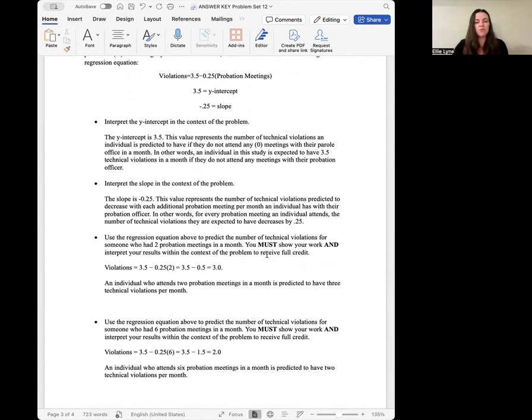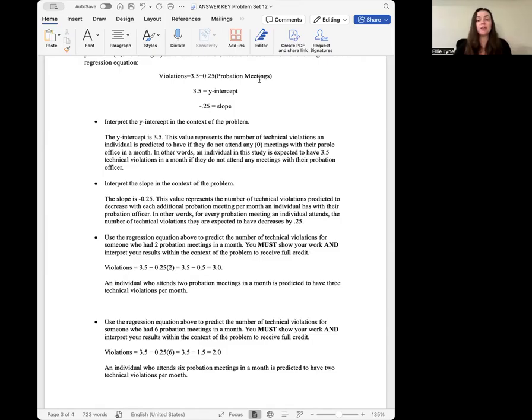Let's go over our final 2 bullet points here. This is where we're actually using our regression equation to plug in our information to actually predict what individuals would have in terms of technical violations if they were to attend a certain amount of probation meetings in a given month. So let's start off with bullet point number 3. Use the regression equation above to predict, again, we see that key word here, the number of technical violations for someone who had 2 probation meetings in a month. You must show your work and interpret your results within the context of the problem to receive full credit.